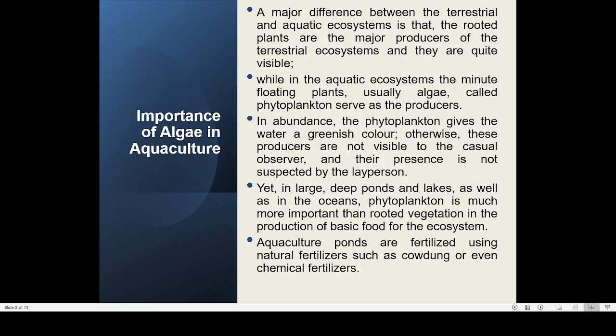So aquaculture ponds are fertilized using natural fertilizers such as cow dung or even chemical fertilizer. Coming to the importance of algae, the most important point in that area is algae as the principal producer in an aquatic ecosystem.